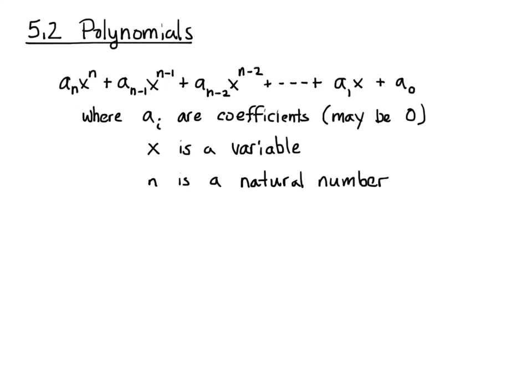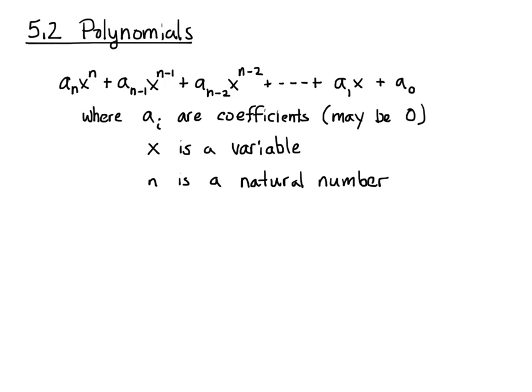So I want to talk about polynomials. Now, this first expression of polynomials, a_n x^n plus a_(n-1) x^(n-1), looks a lot more complicated than it really is. Basically, all the a's, a sub n, a sub n minus 1, a sub n minus 2, and all, are just coefficients. And of course, in a polynomial, they can be 0.